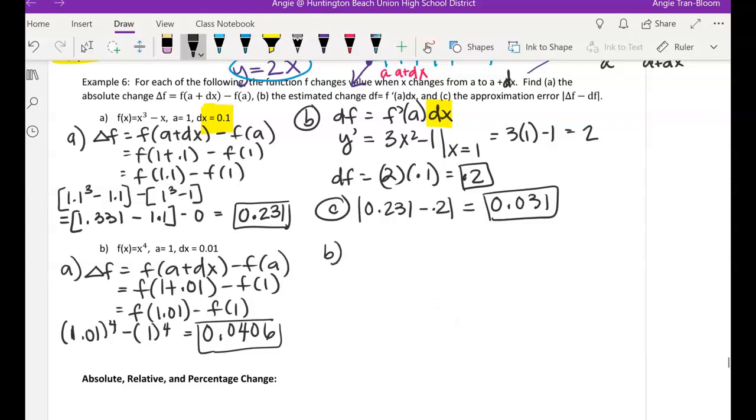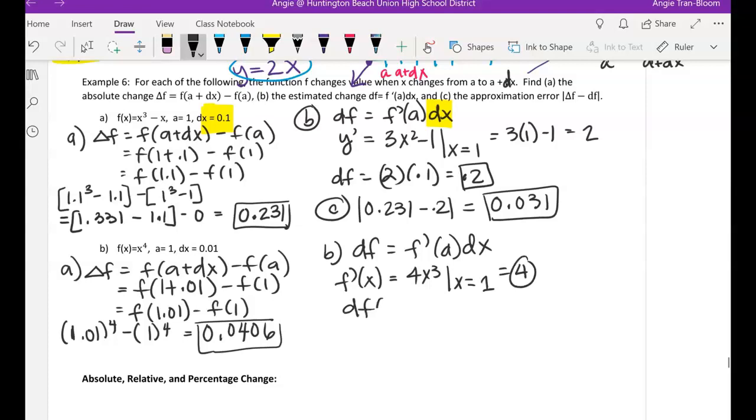Then B, it's the approximate change, which the formula says df is the first derivative at a times the change in x. So let's do the first derivative. f prime of x is 4x to the third. I need to evaluate it when a is at 1, so this is going to be 4. So df equals 4 times the change in x, which is 0.01.